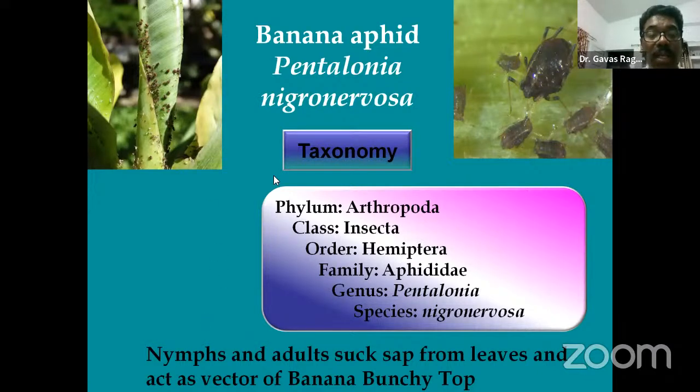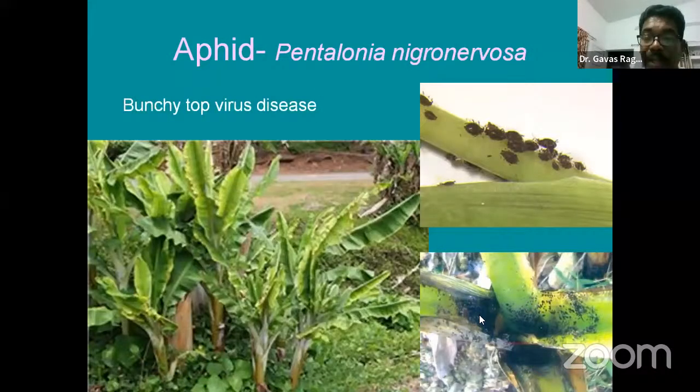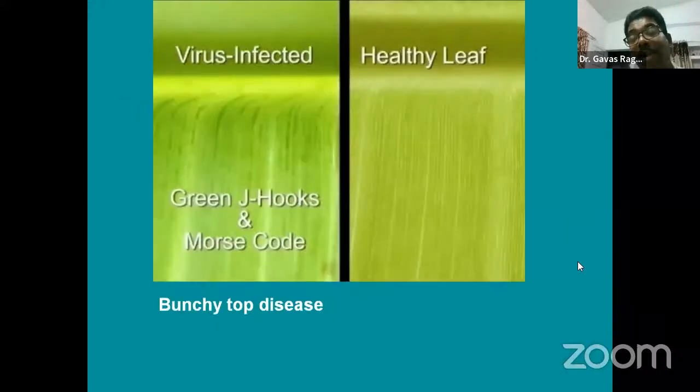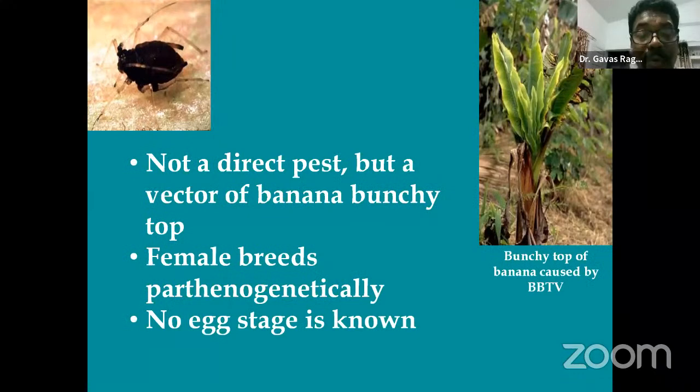So you can see these are the symptoms produced by bunchy top virus, and you can see the banana aphids smothering the leaf petioles and everything. You know how you will understand if the plant is infected by banana virus? If you look at the plant, you can see green J-like hooks, which is an indicator that the plant is infected by virus. So it is not a direct pest of banana, but acts as a vector of banana bunchy top virus.